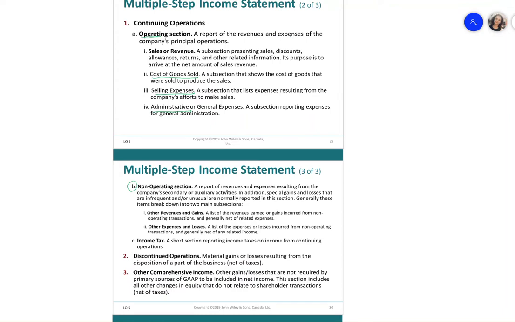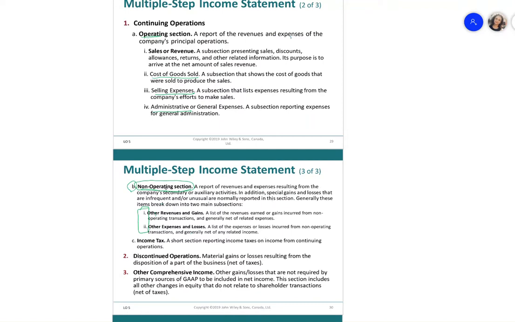The non-operating section is not the current operation. In other words, it reports revenue and expenses resulting from the company's secondary or auxiliary activities. In addition, special gains and losses that are infrequent or unusual are reported in this section. Anything that is not the norm of the business goes under non-operating. In this case, there are two headings: other revenue and gains, and expenses and losses. Those are the two headings under non-operating. So of course, we have a continuing operation.